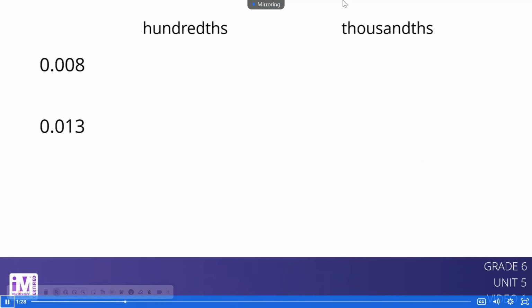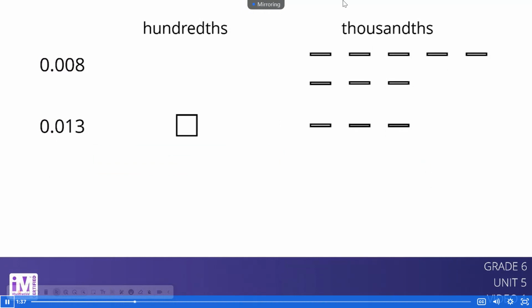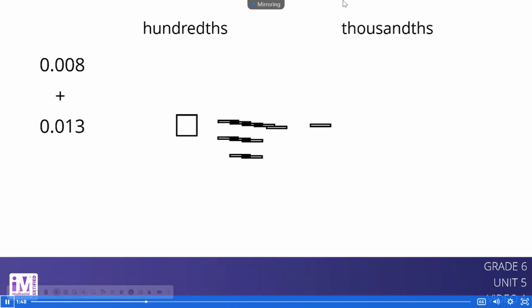Suppose we're finding 0.008 plus 0.013. Here's a diagram where a small rectangle represents 1/1000th. We can bundle 10 thousandths as 1/100th. The sum is 2 hundredths and 1/1000th, which makes 0.021. Here is a vertical calculation.